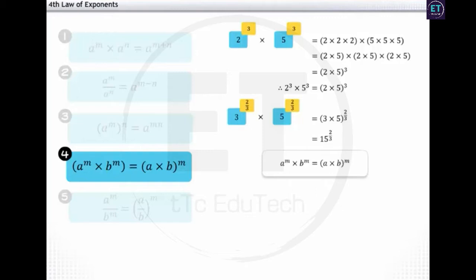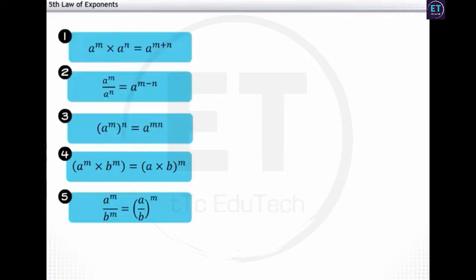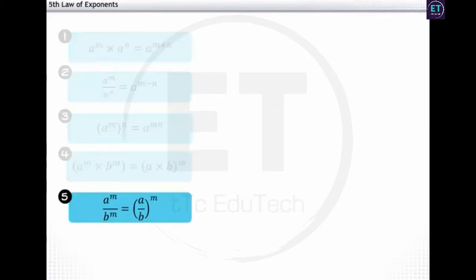The fourth law of exponents states that to multiply two numbers with the same power, raise the product of the bases to the same power. Here, a and b are real positive numbers and m is a rational number. Similarly, two different bases with the same exponent can be expressed as follows. This is the fifth law of exponents.